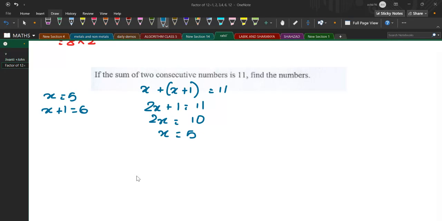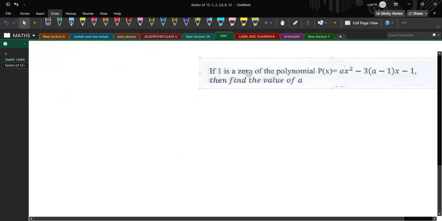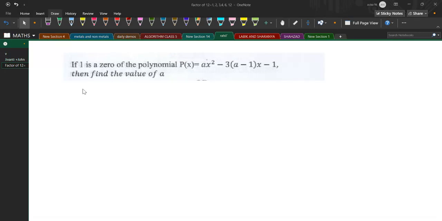We have polynomials as well, na, for this coming exam. Okay, a really interesting question again for 2 marks. We are all solving 2 marks. If 1 is the zero of the polynomial p(x) equal to ax square minus 3(a minus 1)x minus 1, then find the value of a. I think we have solved this question once before as well.